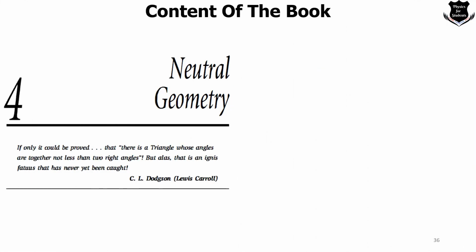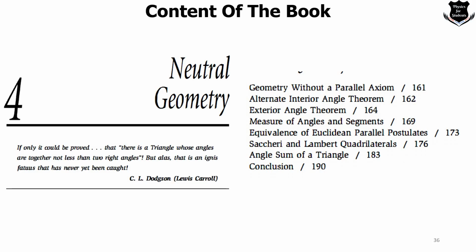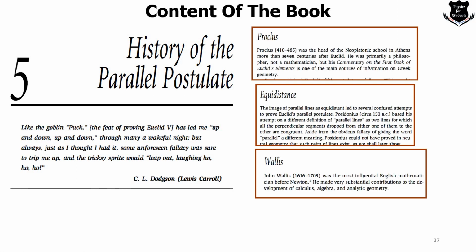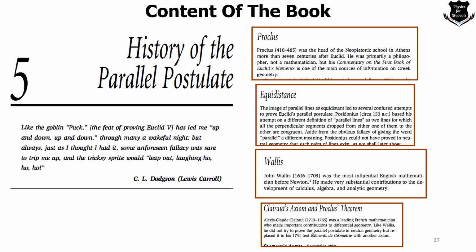Then it would cover what is called neutral geometry, which would cover Saccheri and Lambert's quadrilaterals, angles, some of the triangles, history of the parallel postulate by Proclus, Equidistance and Wallis. This is important because until you understand the history of the parallel postulate, how will you understand the next proceedings?